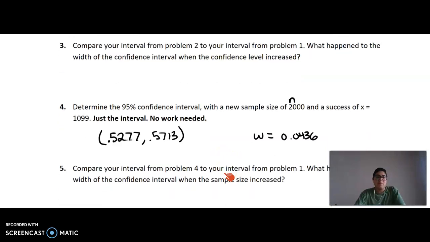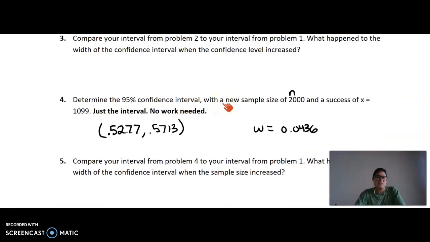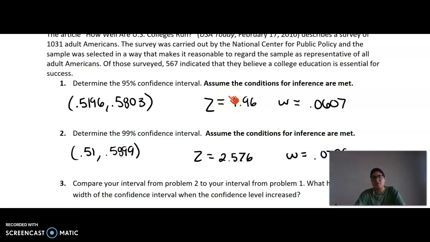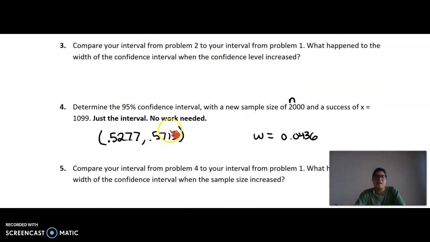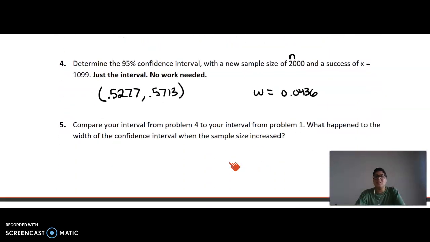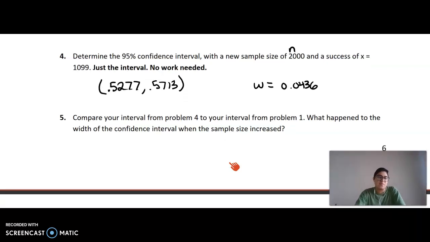Now let's look from problem 4 to problem 1. What happened? In problem 4, I increased the sample size but kept the proportion the same, and in problem 1, I used a sample size of 1031. So as I increase my sample size, the width of my interval decreases. Let's think back to sampling distributions. The larger the sample size, the lower the variability we're going to see in the sampling distribution of the statistic.